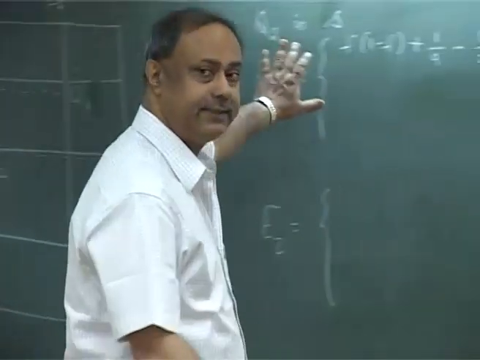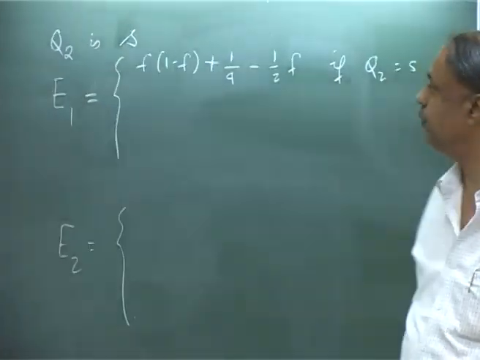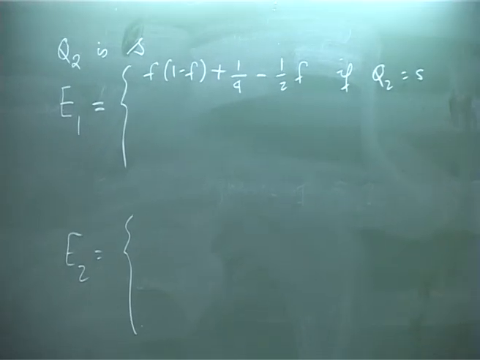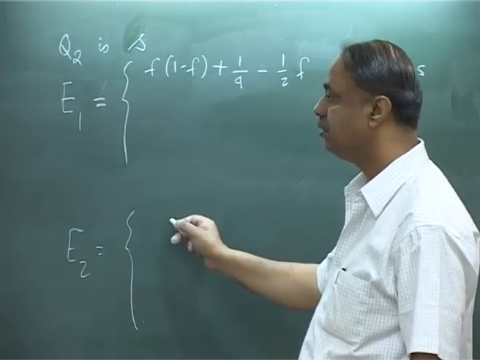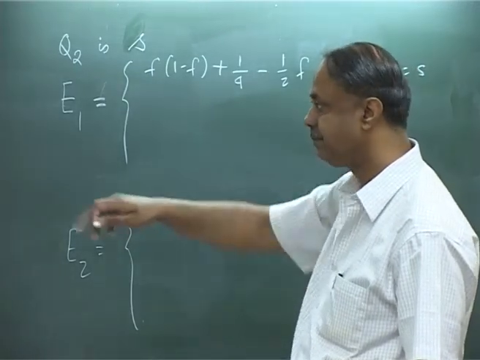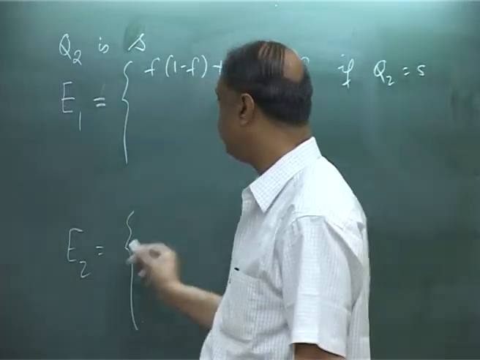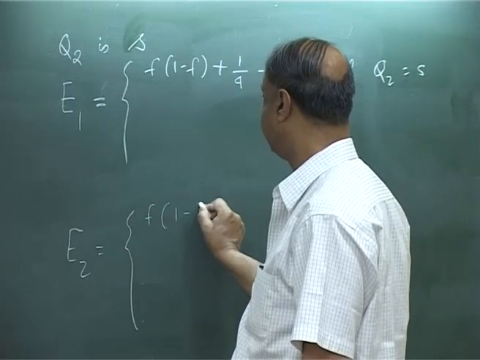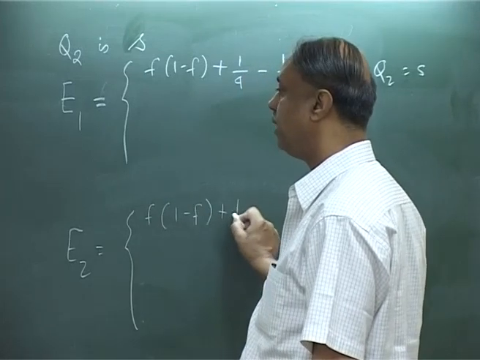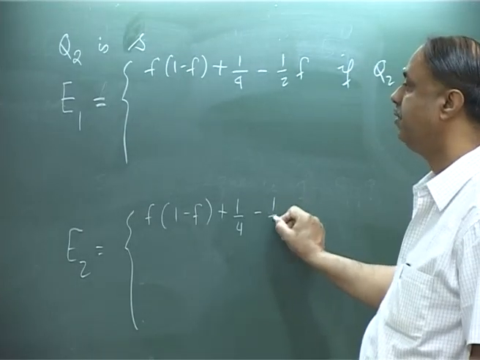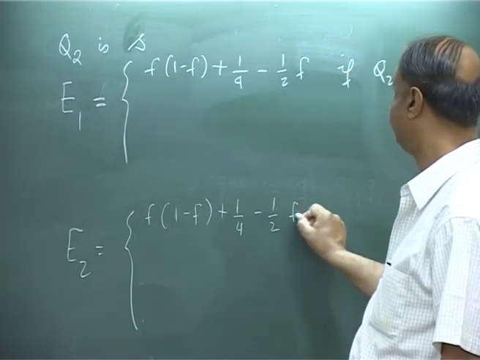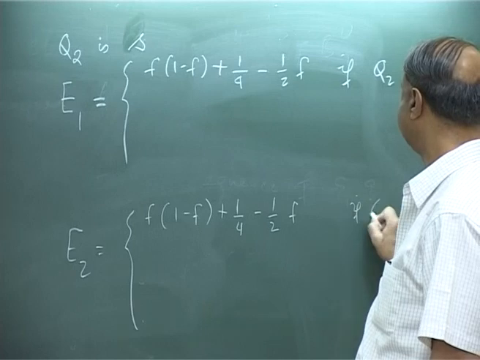So is it okay? This Q1 creation, if Q2 is the smallest, second largest element. Similarly, I can find out this side is f into 1 minus f plus 1 by 4 minus half f if Q2 is.